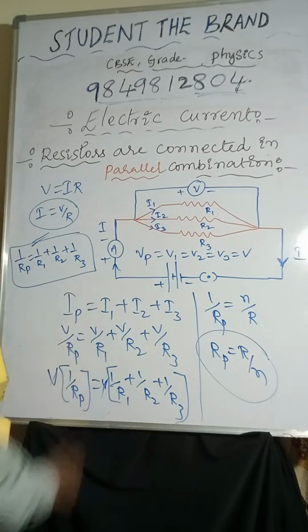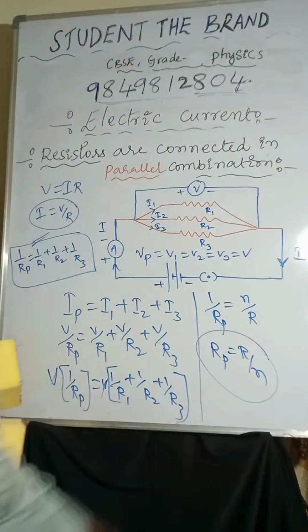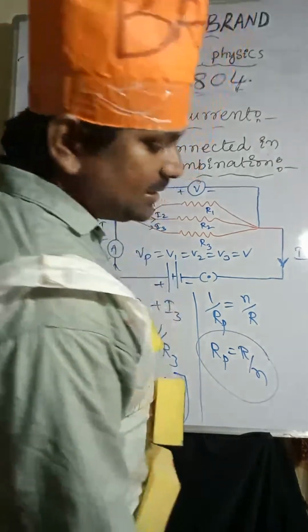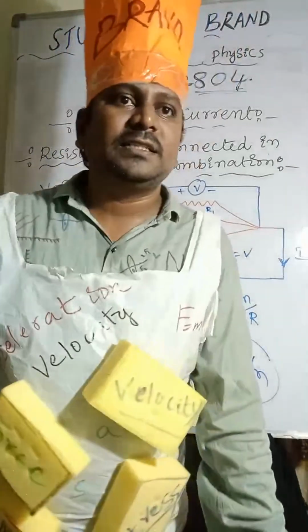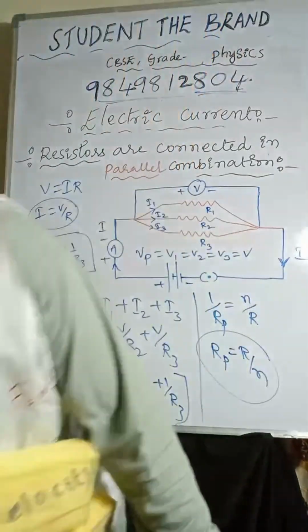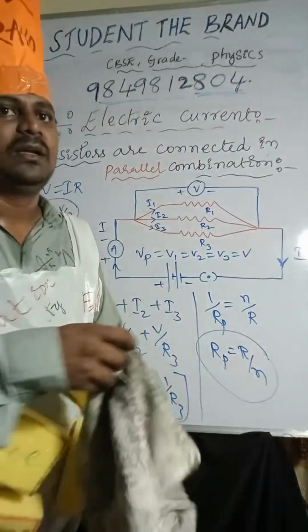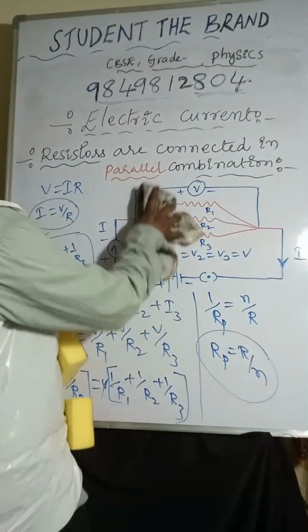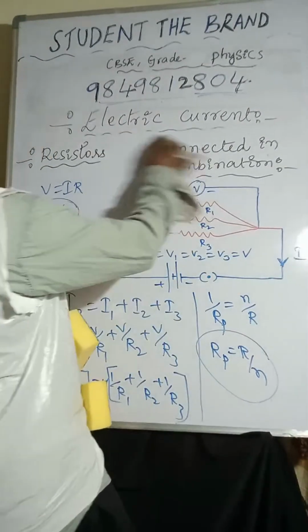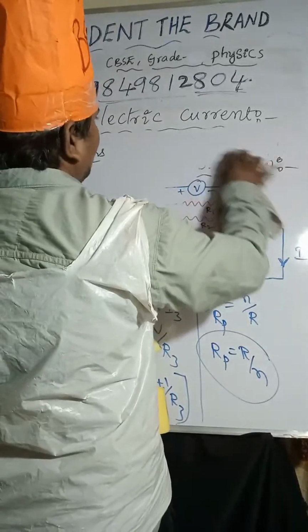Next, we'll discuss Kirchhoff's first law and second law. Kirchhoff's first law is nothing but the sum of the currents reaching the junction. So that is about Kirchhoff's first law.